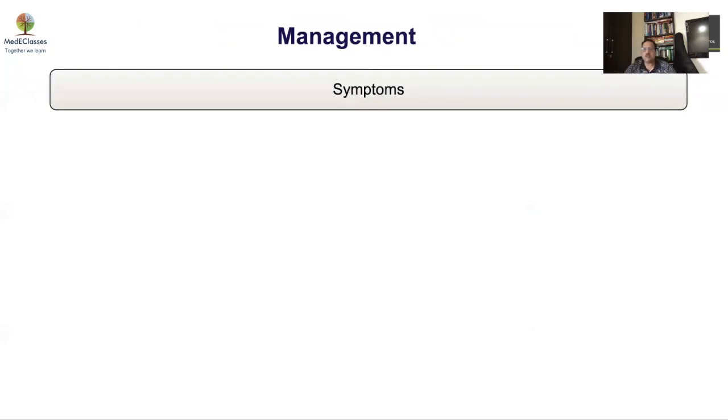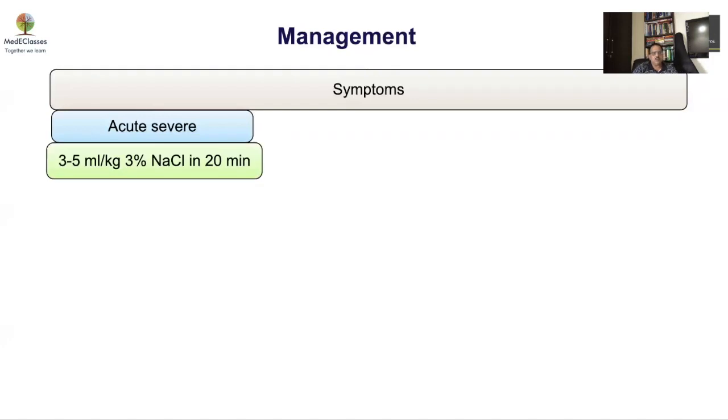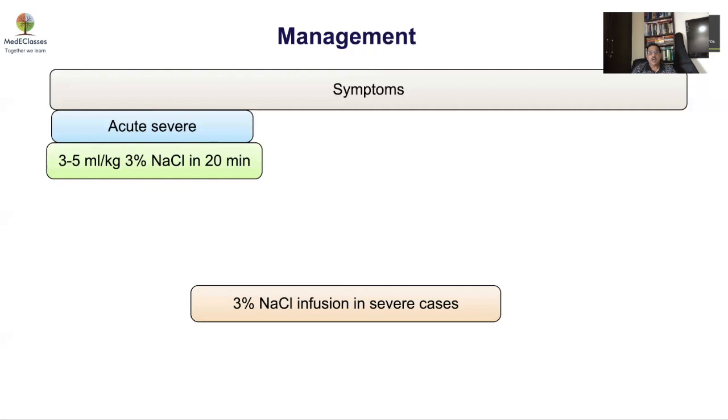Now, I won't go much into management. It basically depends upon the symptoms. If it's acute severe symptoms, you can give 3 to 5 ml per kg of 3% saline over 20 minutes. And an infusion can also be given in severe cases. It should only be given to build up to a normal level till the patient is no longer symptomatic.